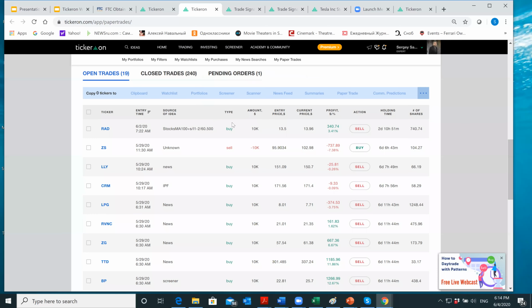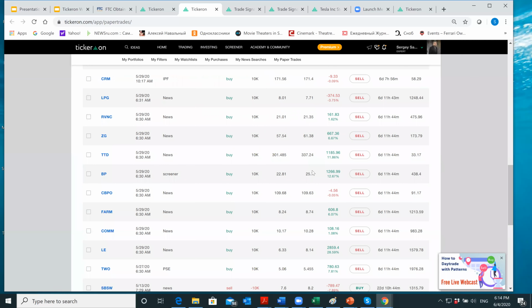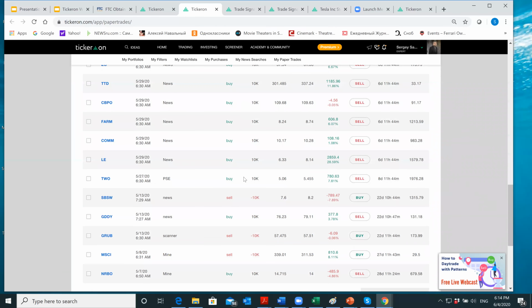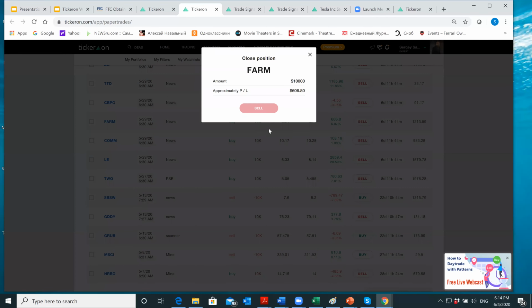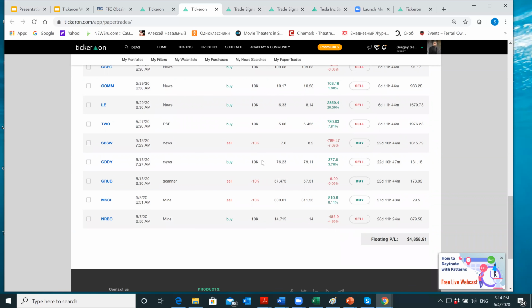Okay, so let's see what else I can close, which would be good. Okay, this one, 12% BP from the screener. I made that trade. I will close that tomorrow, okay? So the same thing. What else can I close? Farm, yeah, I can close. So that way I'm going to have more data for the next webcast, because maybe I will demonstrate what I would have traded today, okay?